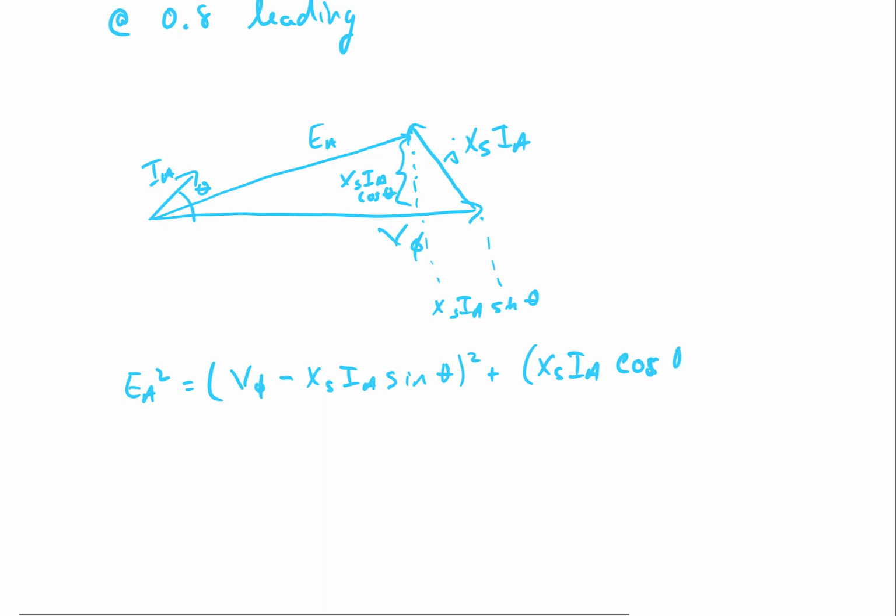ξ cosine theta quantity squared. Okay, so this distance here, from here to here, if we subtract that from VP, we're left with this. And so that is one leg of this right triangle that includes EA, and then we're just doing A squared plus B squared equals C squared for that right triangle. So same idea as before, except we need to subtract.